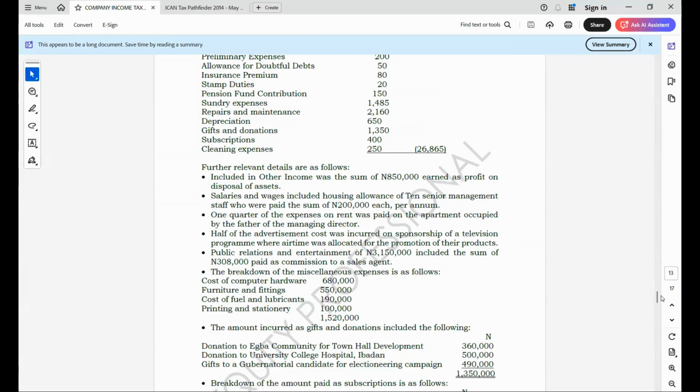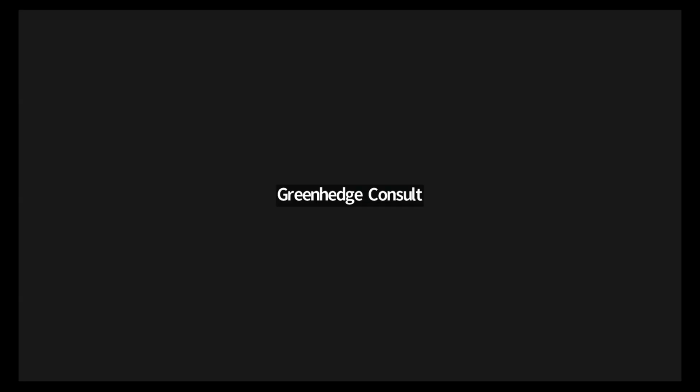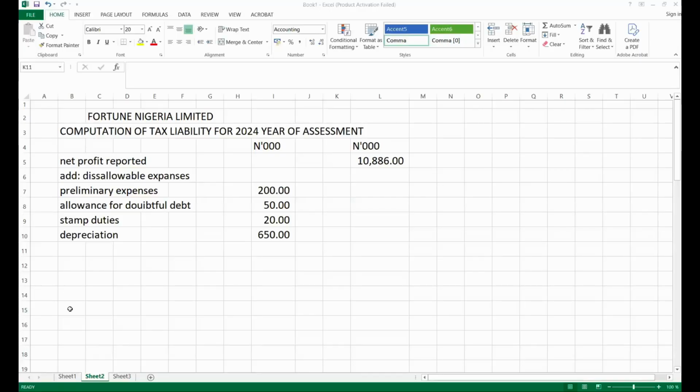Under the note, we have included in other income the sum of 850 naira as profit on disposal of asset. Profit on disposal of asset is a non-taxable income. It is a capital gain, so it's a non-taxable income. Because it is non-taxable income, it must be eliminated. So we are going to eliminate that profit on disposal. When you look at the format, after add disallowable expenses, we also normally add what?